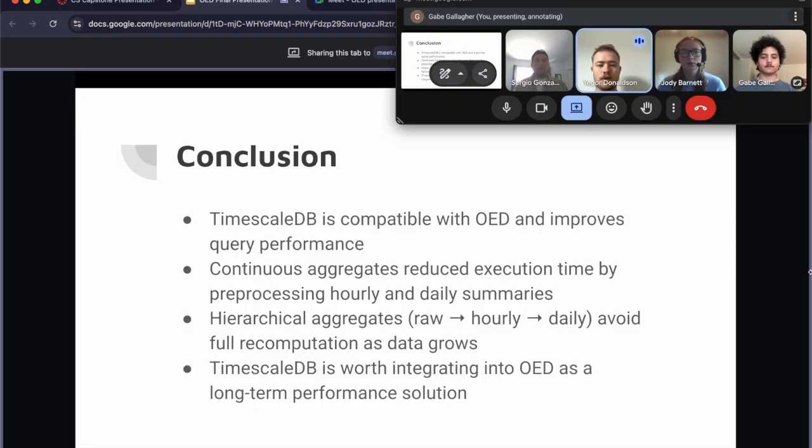Our recommendation is that OED seriously considers integrating TimescaleDB as a long-term solution, particularly as it expands to smaller time intervals and larger datasets.